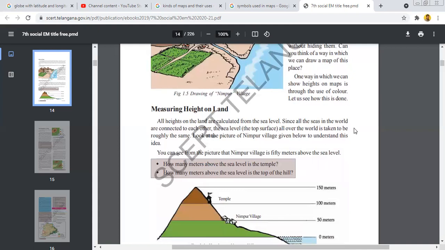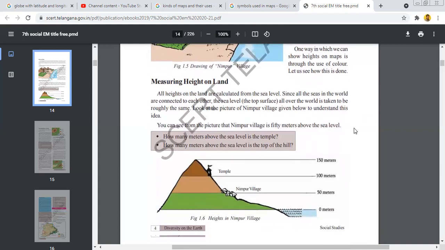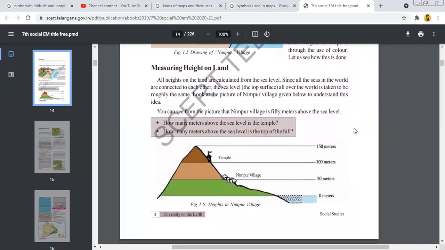First of all, you have to measure the height of the land, then we can show those heights on the map with different colors or different shapes. For example, if you take the Rampur village, when you compare with sea level, Rampur village is located at some height, and a temple is situated on the mountain. So these are having different heights.